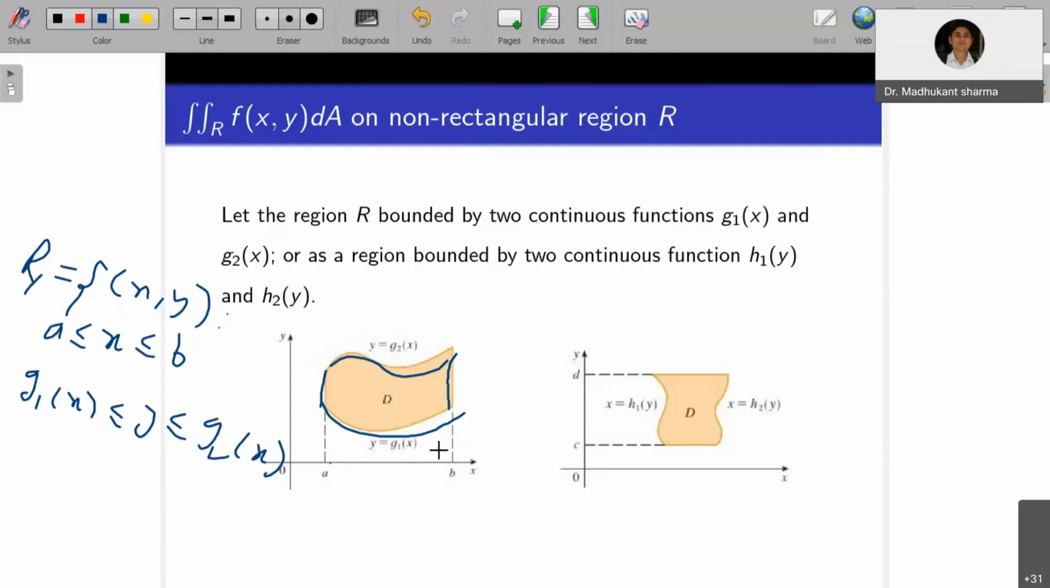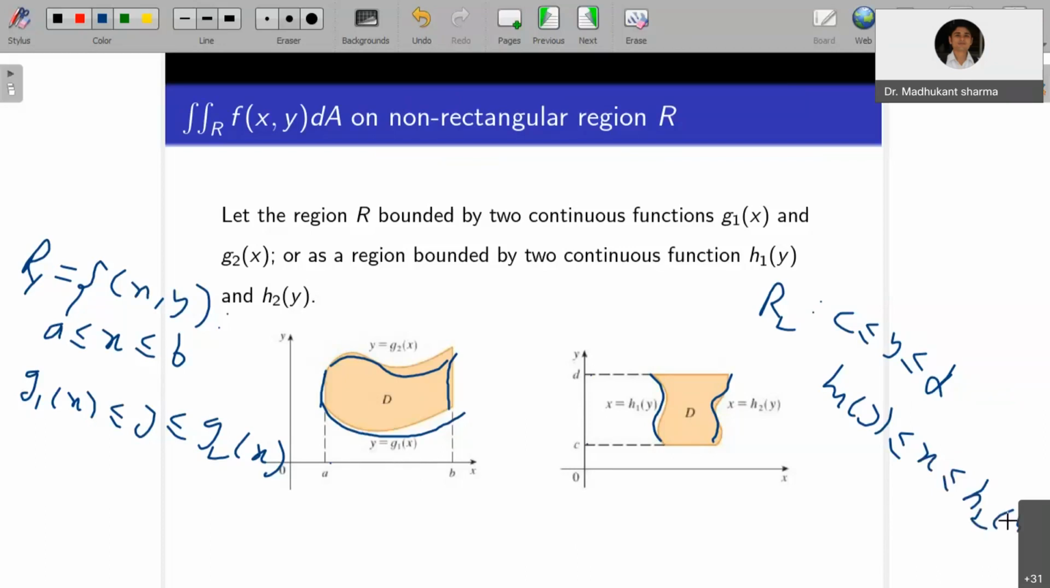On the other hand, you can also view it in a different way. It's bounded by y equals c to y equals d, and x equals h1 of y to x equals h2 of y. So this is R2: c less than or equal to y less than or equal to d, and h1 of y less than or equal to x less than or equal to h2 of y.